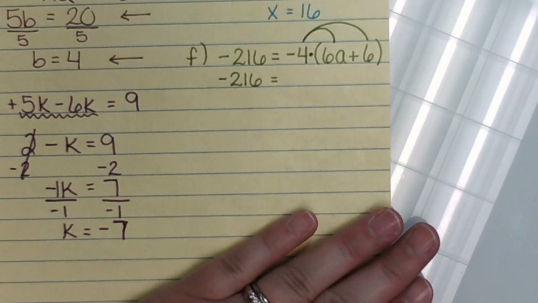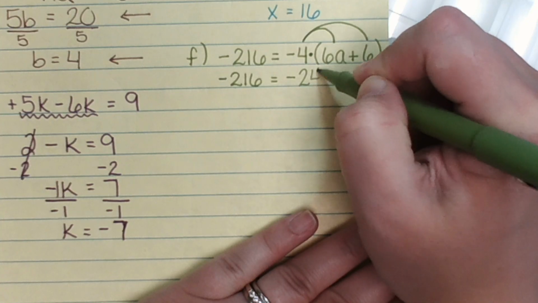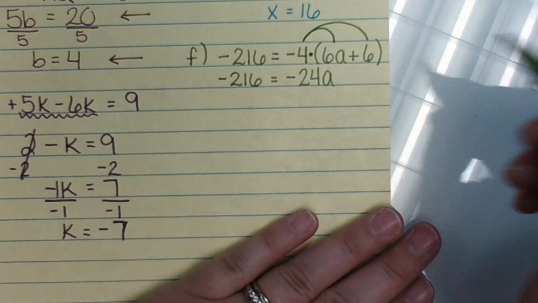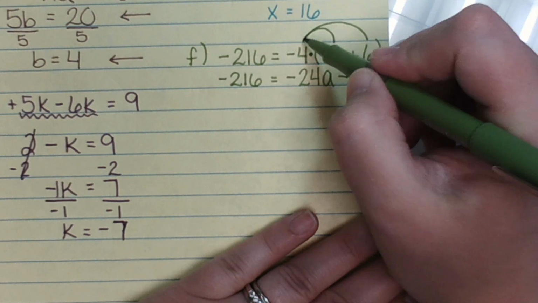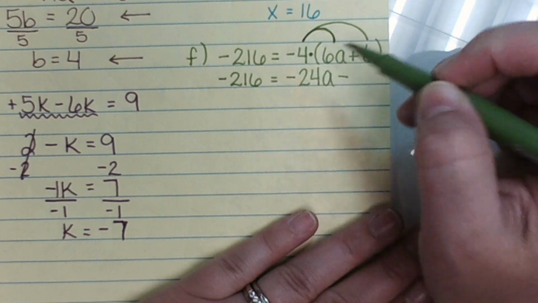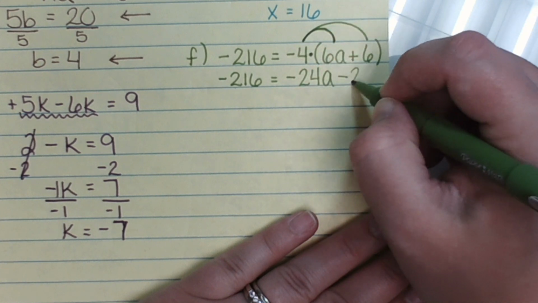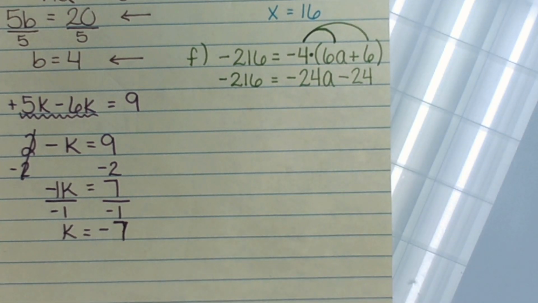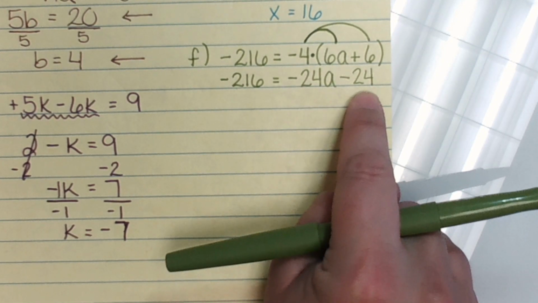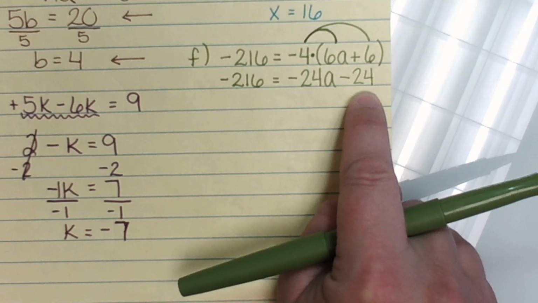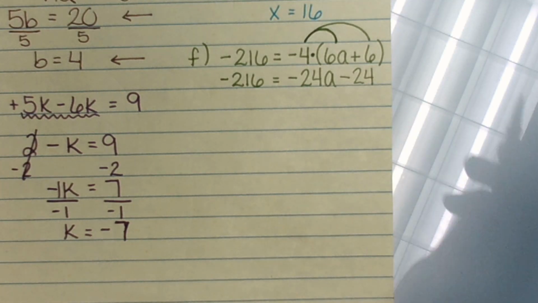-4 times 6a. -24a. Is it positive or negative 24 here? Negative. Remember, when you're distributing a number, if it's positive or negative, that goes with. So it's negative times positive, which is negative. And from here we get back to a problem similar to what we had on the very first one. Do I get rid of that 24 first to get a alone, or do I get rid of that 24 first? The second one. To undo subtracting, we add.